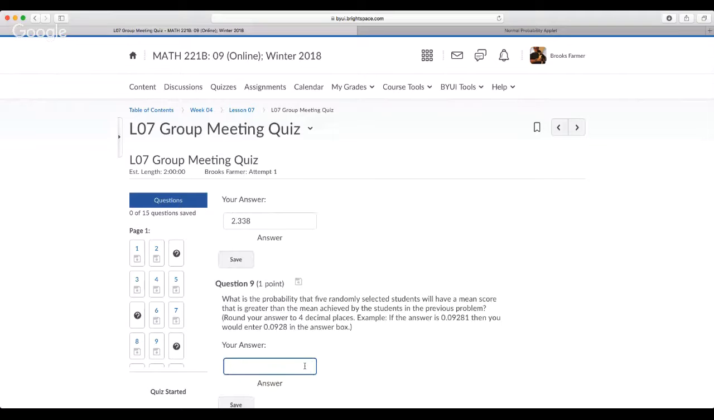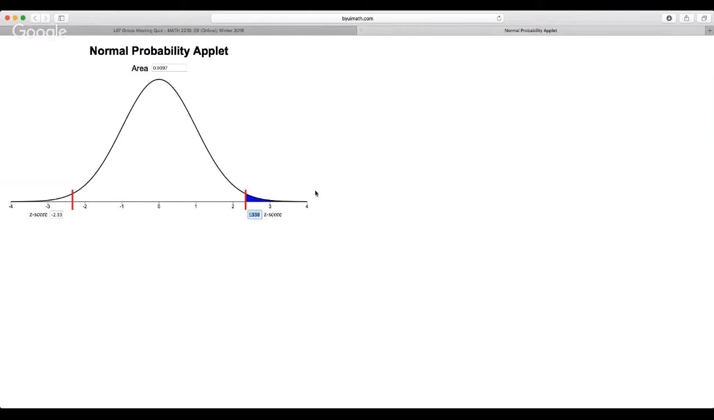What is the probability that 5 randomly selected students will have a mean score that is greater than the mean achieved by the students in the previous problem? So all we're going to do is take our z-score from last, 2.338, plug it in, and look at everything greater than. So I have it up here if you want to look at my page. So it's 0.97%, or 0.0. If you round to 3, it'll be 0.01.